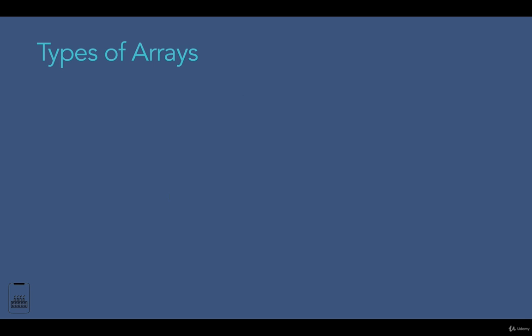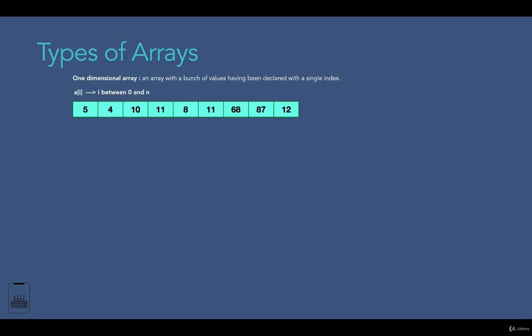The simplest type of array is the linear array, which is also called a one-dimensional array. It's an array with a bunch of values declared with a single index. A one-dimensional array is one which has a single row and multiple columns, as shown over here. From here you can easily see that we have only one row and multiple columns that we declared.